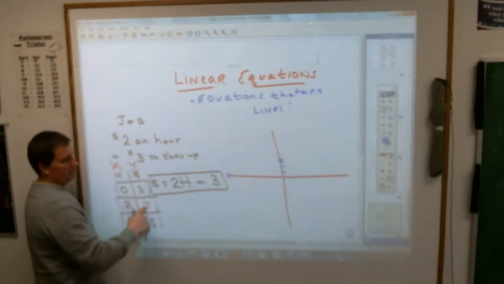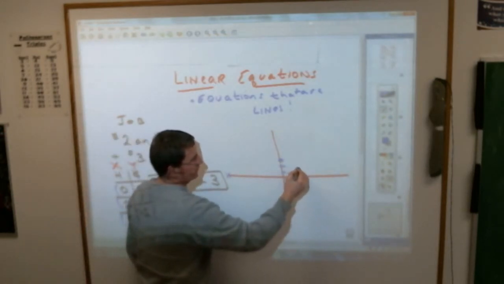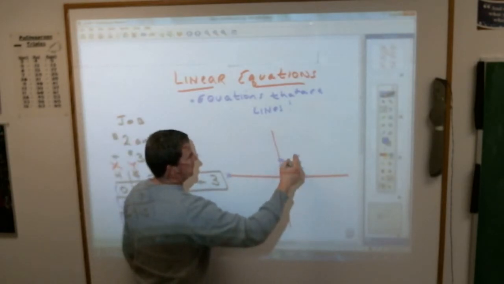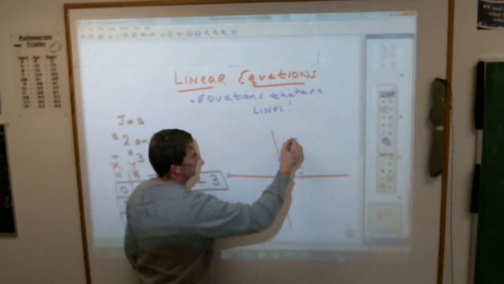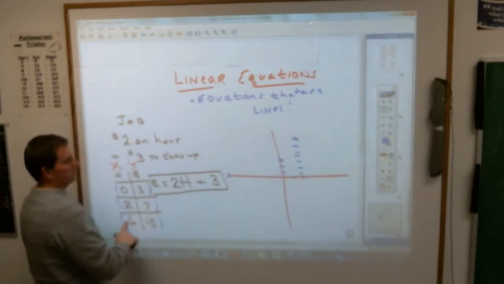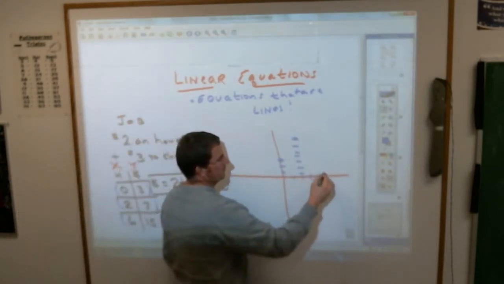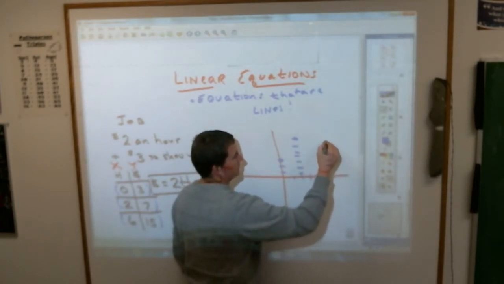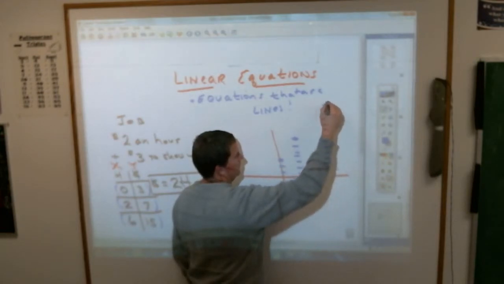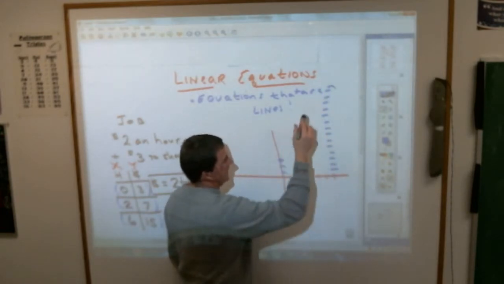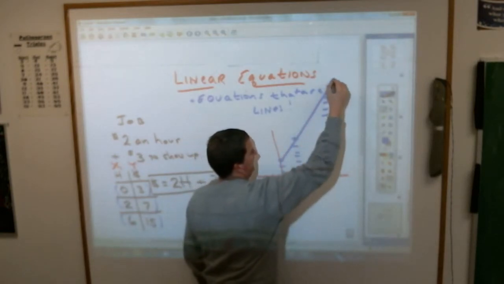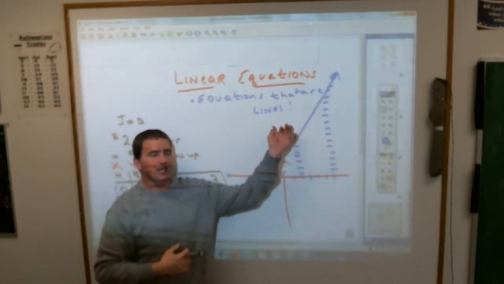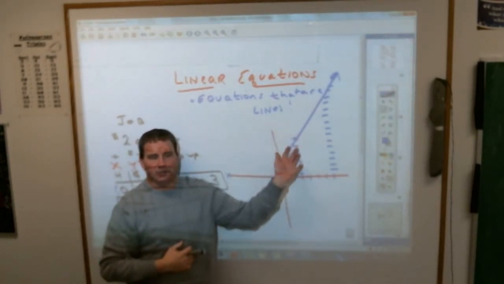If I work 2 hours, here's 2 hours, I get 1, 2, 3, 4, 5, 6, 7, or $7. If I work 6 hours, I get paid $15. 1, 2, 3, 4, 5, 6, 7, 8, 9, 10, 11, 12, 13, 14, 15. This line, if I connect my dots, which will make a line, that line right there represents all the different combinations of how many hours I work and how much I would make.